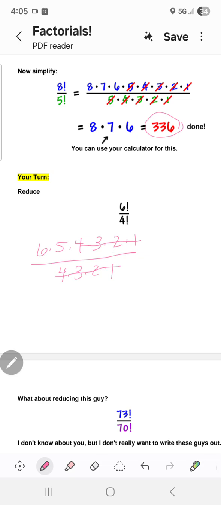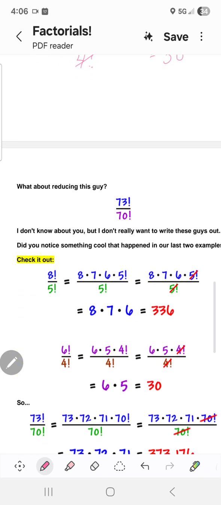One other thing that you might have noticed is that I could have stopped at 6 times 5 times 4 factorial. Because isn't 4 factorial 4, 3, 2, 1? And isn't the bottom 4, 3, 2, 1? And couldn't I have canceled it like that, to just get 6 times 5, which would get you 30? So that's another way of thinking about it.